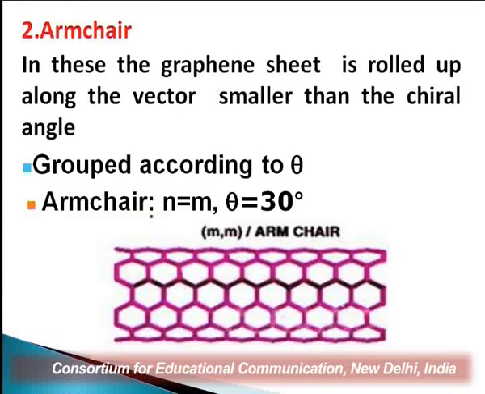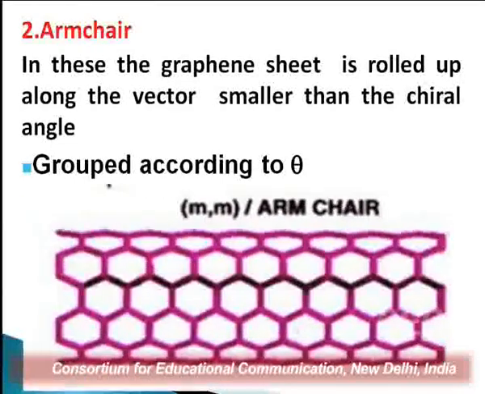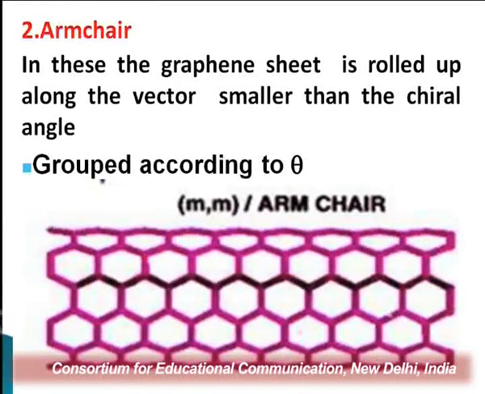So here this is the armchair form, and here we are seeing that it is rolled horizontally. This is the armchair. A dark point represents that this sheet is rolled in this form.